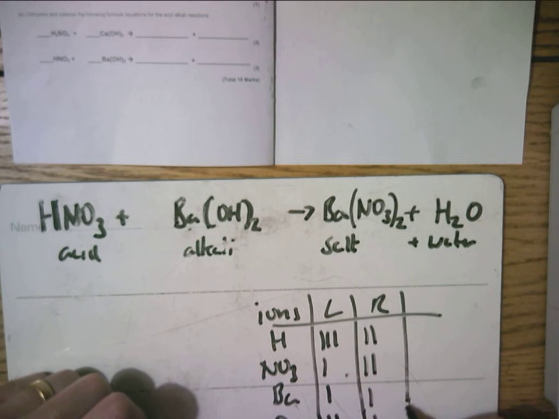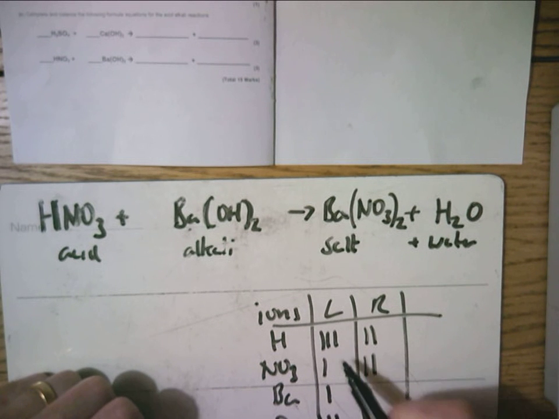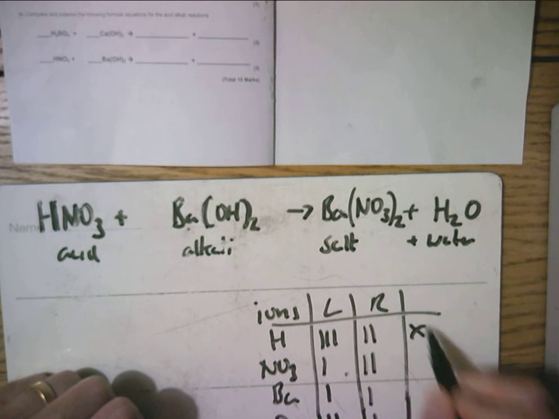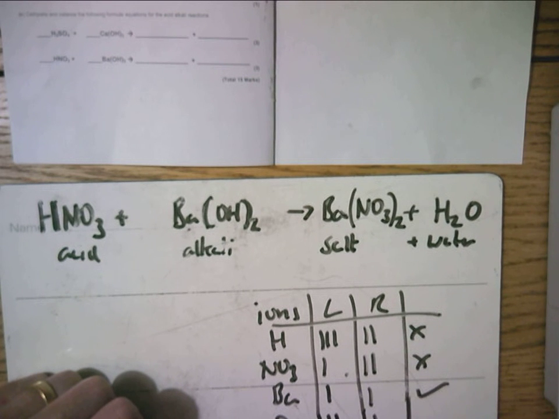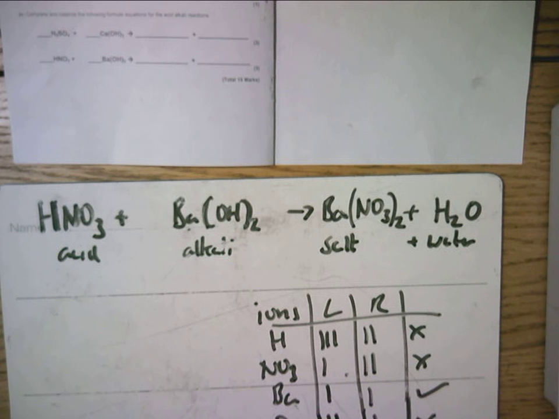Now we take a step back and look at the balance. Hydrogens, 3 turns into 2, that's no good. Nitrates, 1 turns into 2, that's no good. Barium, 1, 1, that's okay. Oxygens, 2 turns into 1, that's no good.